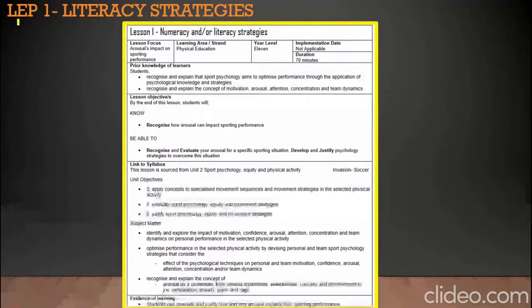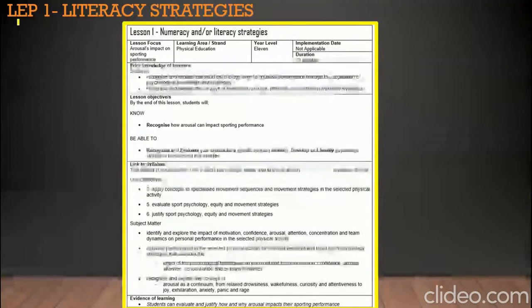The first lesson I will discuss is the Literacy Strategies lesson, which as discussed above takes place during Unit 2, Sports Psychology, Equity and Physical Activity, which in this case is soccer. The lesson focuses on arousal's impact on sporting performance, and as you can see in the prior knowledge of learners, this follows on from last lesson when students looked at arousal as a concept. I must note that my lesson plans have been highlighted with a yellow outline to ensure it is clear what is my work and what I am referencing.